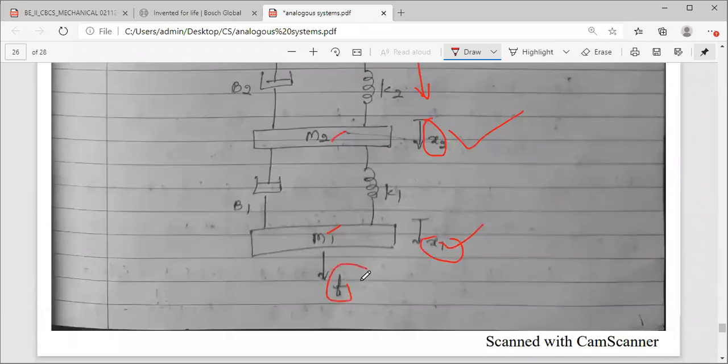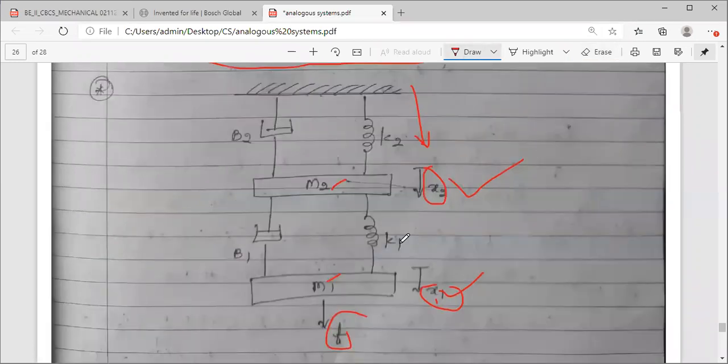But where is the force applied? That is at x1. And generally, how do you write in an electrical system? The applied input side you write on the left side and the output you extract on the right side. Because of that, try to maintain that. It's not a rule, but generally the input will be on the left side and the output on the right side. So try to maintain that hierarchy. X1 and X2 I have drawn.